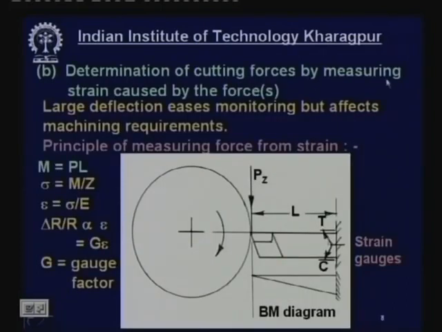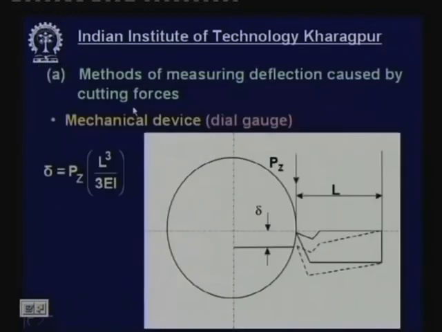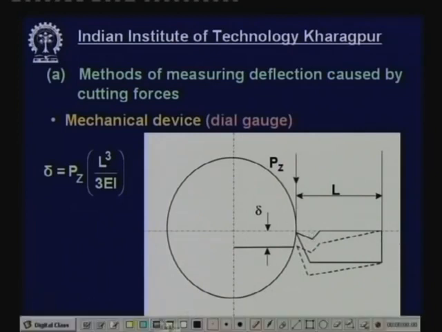Now the determination of cutting forces by measuring strain caused by the force. Now here is a point. See here, in this case this is the deflection. For ease of understanding and analysis, we have shown a large deflection, but such a large deflection is not very good for the purpose of machining, because if we allow large deflection for the sake of sensitivity of measurement, then the depth of cut with the machining action will change. You see, the tool point comes over here, so the diameter of the job will change.